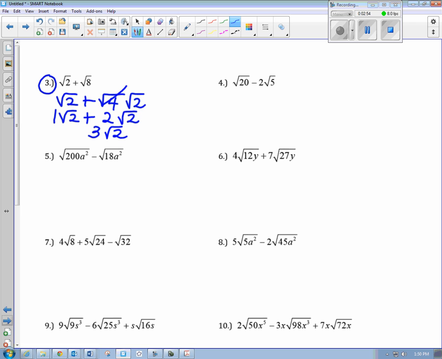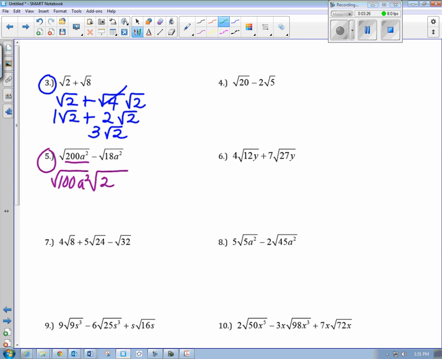Sometimes they can mix in some variables underneath there with the exponents on them. The same rules apply. So when I look at question number 5, I want to simplify both of the radicals. Radical 200a squared, I'm going to split into 2 parts. I'm going to do 100 in the first radical, 2 in the second. That's how I'm splitting the 200. And then a squared, I'm going to put over here because a squared is a perfect square.